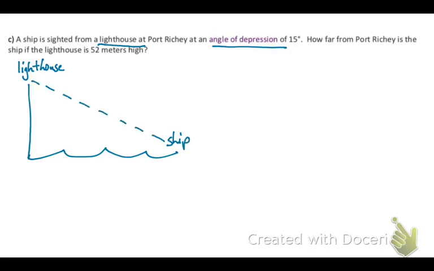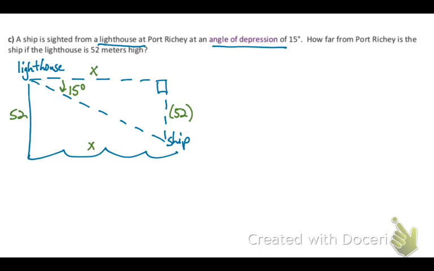Now remember, this is an angle of depression. So let's draw that length that's parallel, and then drop down that perpendicular line, and then label that angle of depression, so opening downward. Now we know that the lighthouse is 52 meters high. That is also that same height that's parallel to it. And then what we're trying to find is how far Port Richey is from the ship. So that's that length here, but also above as well.